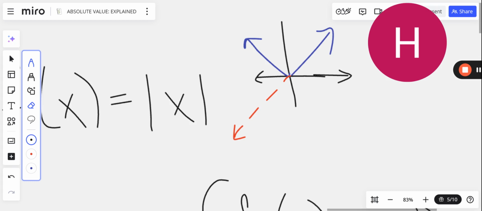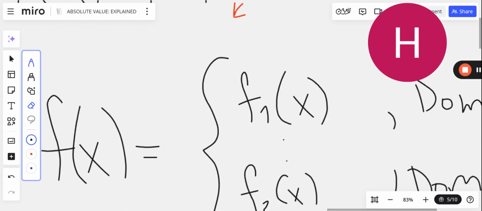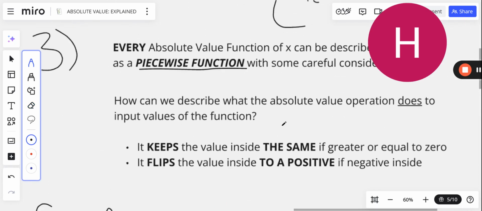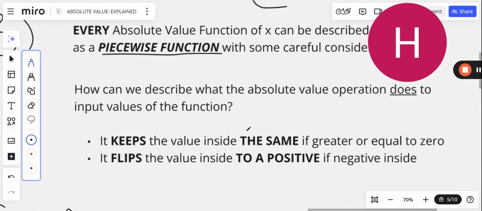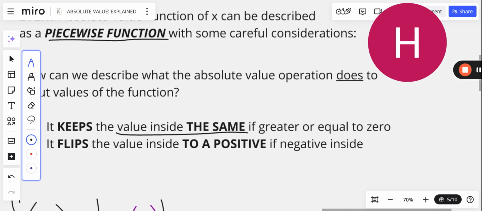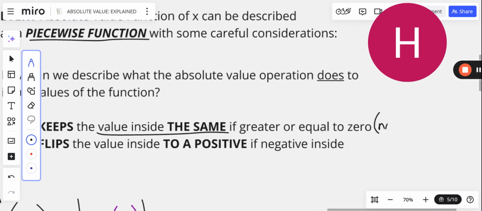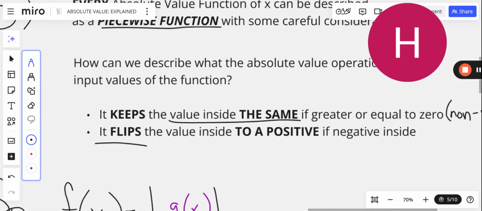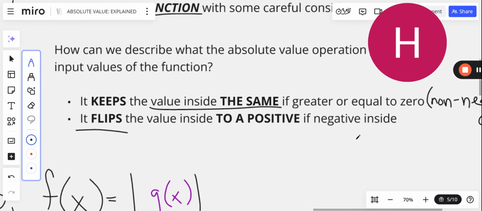I had a video on domain, so if you haven't checked that out already, check out the video on domain, because the domain is sort of the x space where stuff is happening for a function. So we're going to take a look at the domain, and we're going to consider the fact that absolute value is going to keep the value inside the same if that value is greater than or equal to 0. In other words, if it's non-negative. And the absolute value is going to flip the value inside to a positive if the inside is negative.